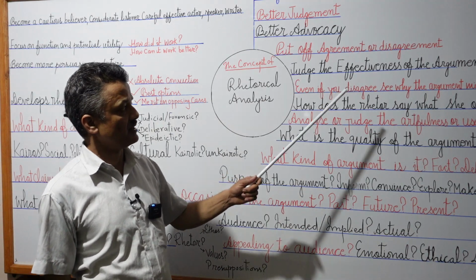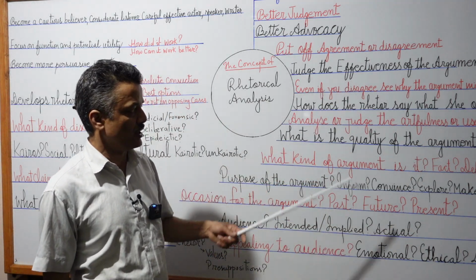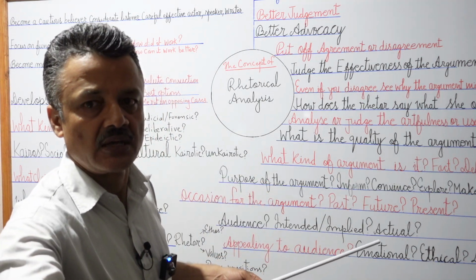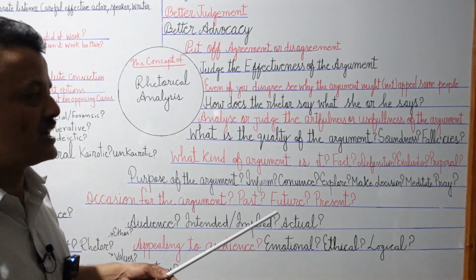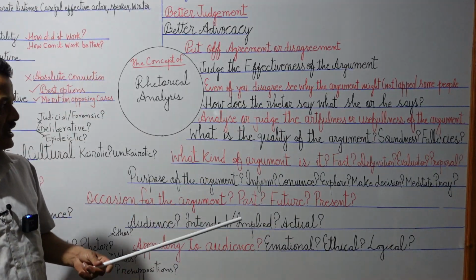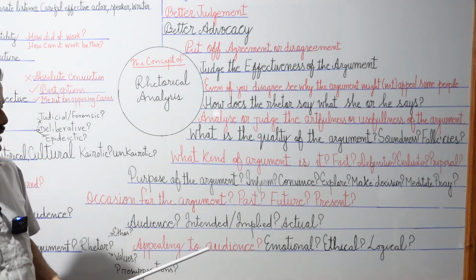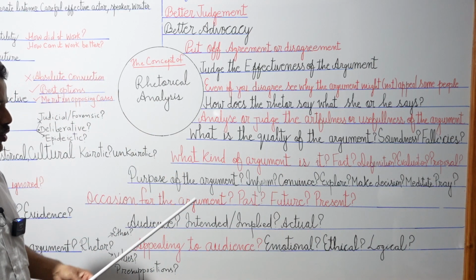We put off agreement, disagreement. We look for the effectiveness of the argument. We might disagree, but we see, I don't agree with what the author says, but maybe his argument might be appealing to other people, and we see how it might appeal to other people, and we try to see how the author says what they are saying. We analyze the artfulness and usefulness of the argument. We try to see the quality of the argument.